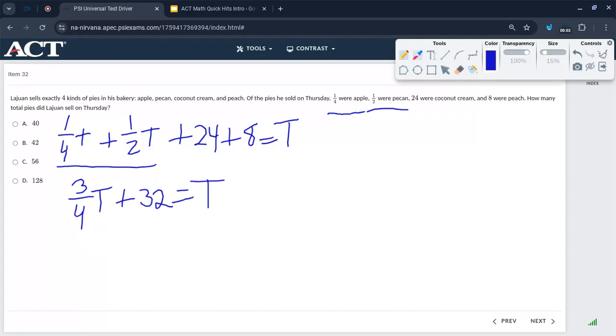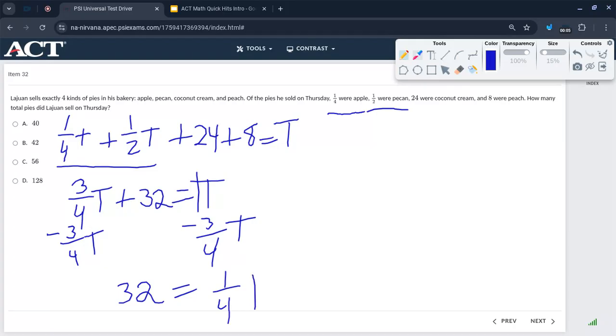I got to get all my variables on one side, so I'm going to subtract 3/4 T from both sides. So kind of rough because we're dealing with a fraction. I'll have 32 by itself on the left. So remember, this is 1T, right? So 1 minus 3/4. 3/4 is exactly 75%. So you could get it to a decimal if you wanted, especially because you have the calculator. I'm just going to keep it as a fraction. 1 minus 3/4 is going to give us 1/4 T.